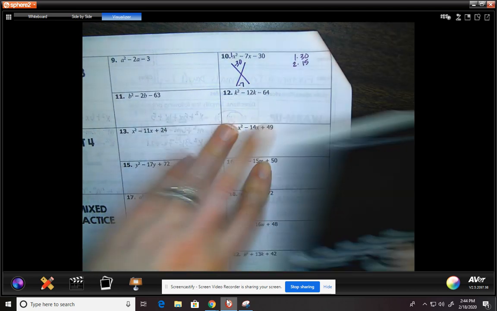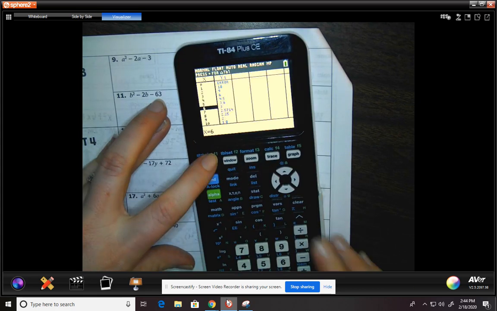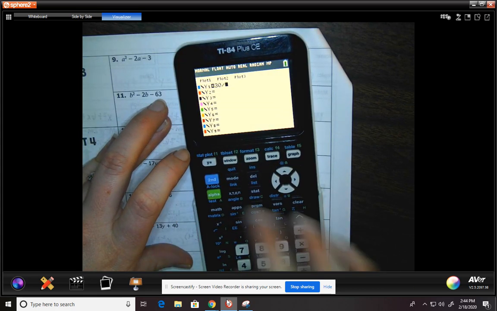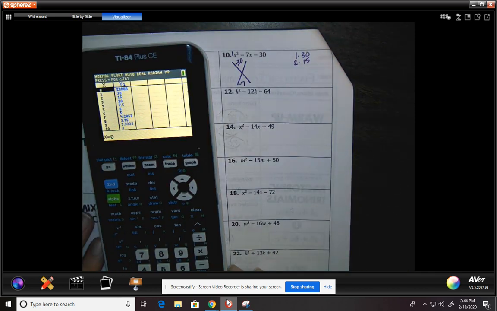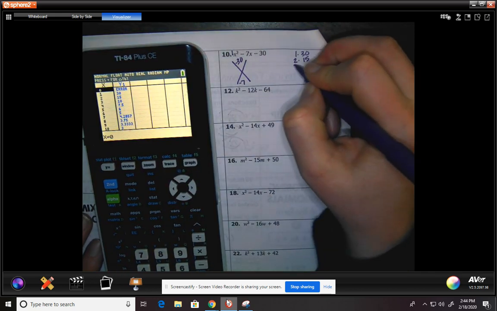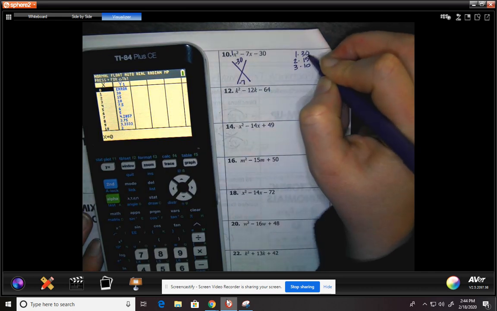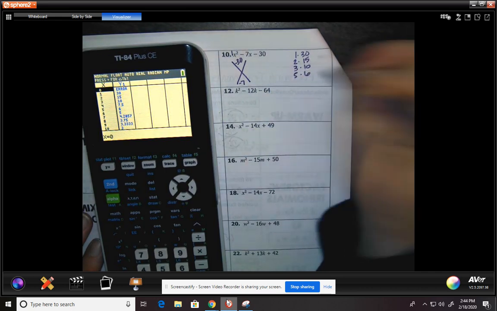And remember, you can do this lovely thing in the calculator where you go to y equals and you do 30 divided by x. And it will tell you all of them. So I'll leave that right there so you can check me to make sure I'm not making a mistake. 3 and 10. 4 no. 5 and 6. And that should be it.